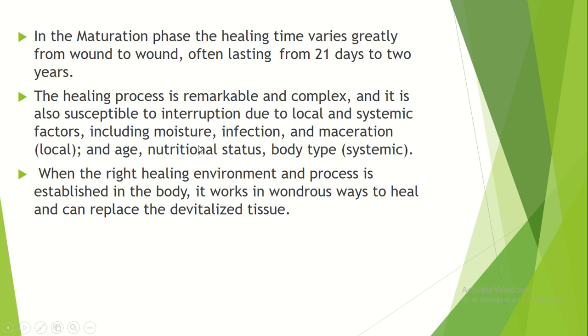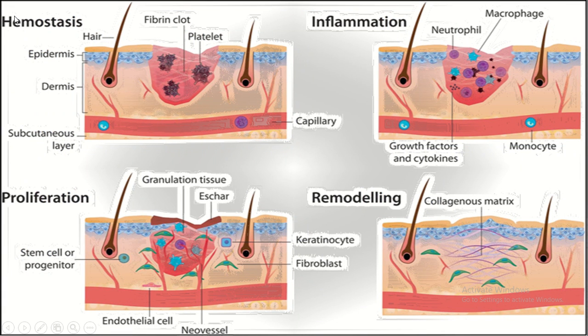It can be a little delayed, or if everything is proper, it can be very early for some people. When the right healing environment and process is established in the body, it works in wondrous ways and can replace the devitalized tissue very quickly. So it happens between 21 days to 2 years, no? Sometimes it can happen within a month's time or 6 months or anything. It can happen very early and quickly. So we are concluding.